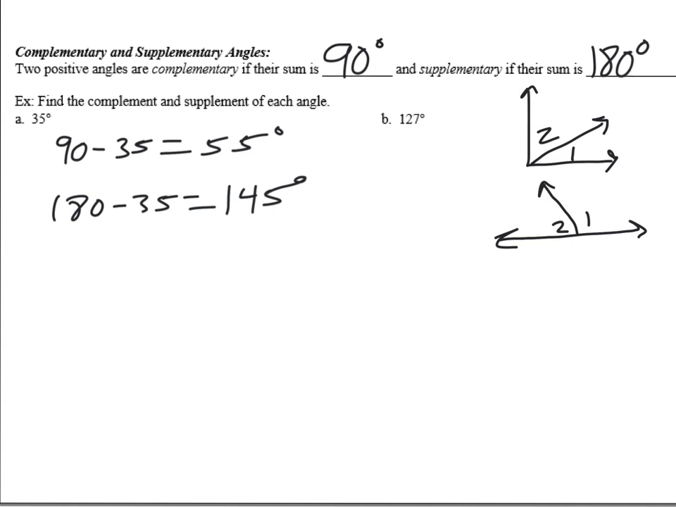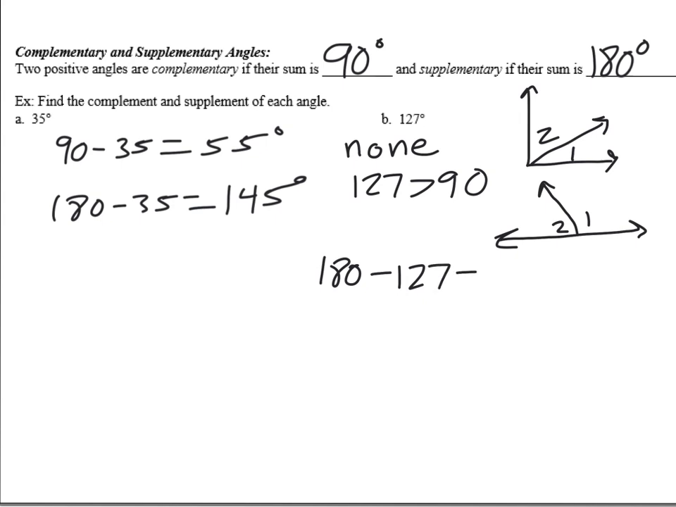Okay, right here, complement, none, right? Why? 127 is bigger than 90, right? I need to take 90 minus the angle. That would give us a negative. It doesn't work that way. If you've got an angle that's over 90, we just say it doesn't have a complement. Supplement, 180 minus 127, 53 degrees.